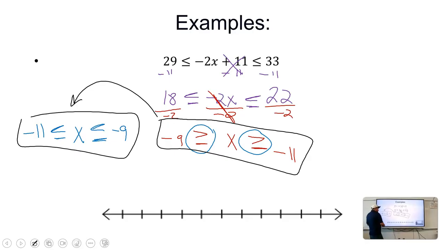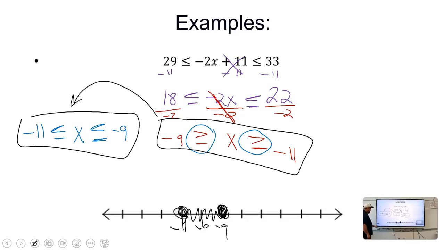So let's go ahead and write our boundary point down at negative 11. We have a boundary point at negative 9. They're both going to be closed circles because they have a less than or equal to, and then we just shade between them. And so those are my possibilities to be able to solve this particular compound inequality. So anything between negative 11 and negative 9, including those numbers, would be a solution.